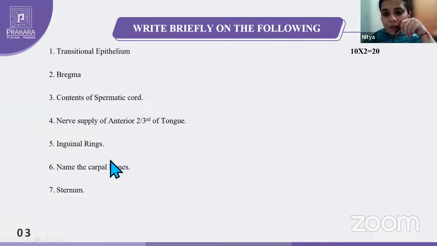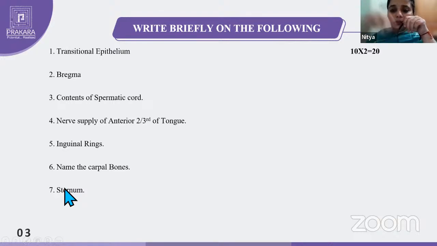Then name the carpal bones. So all these 8 carpal bones which are present here, you have to mention those. You have to write those. You can start from lateral end. So lateral to medial, and lateral to medial in the proximal and the distal row. All the 8 carpal bones you have to mention.